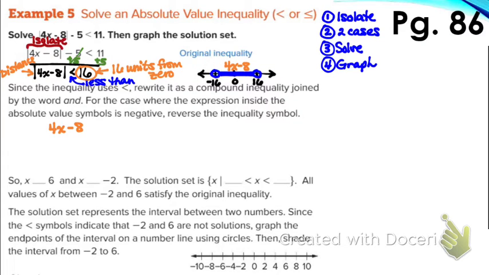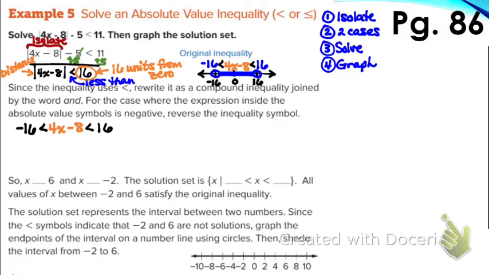So 4x minus 8 is in between these two boundaries, negative 16 and positive 16. We are in between these two. Negative 16 is my lower boundary. Positive 16 is my upper boundary. Your book doesn't have a statement like this. Please write this in one of the margins and we're going to solve this.